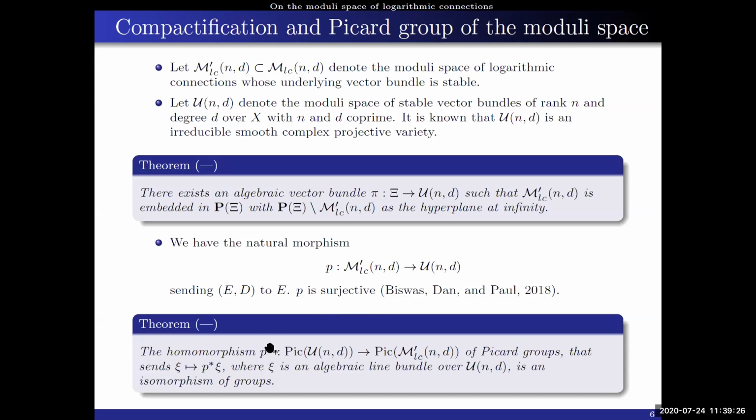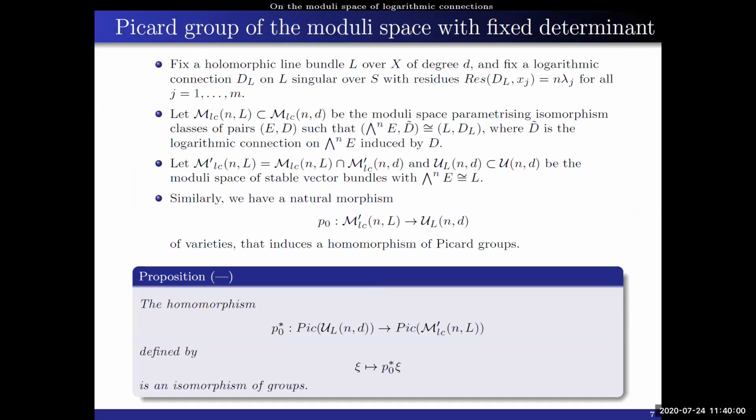Now this morphism induces a homomorphism on the Picard groups, which sends a line bundle Ξ, an algebraic line bundle over U(n,d), to the pullback P*Ξ. This homomorphism of Picard groups is an isomorphism. So we have that the Picard groups of these two moduli spaces are actually isomorphic. And in proving this theorem, which is a core result, the compactification has been used.